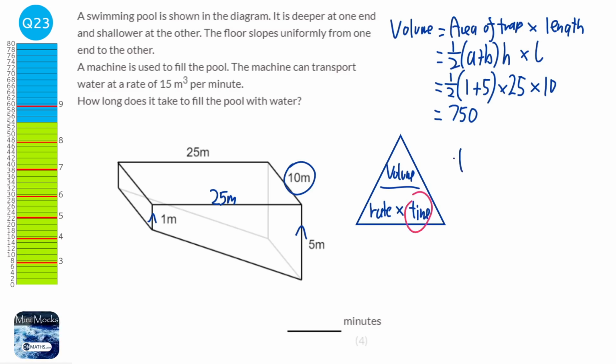So it will be time equals the volume, which is 750, over the rate, which is 15. So 750 divided by 15 is 50. So it will take 50, and let's have a look. It says per minute, so it would be 50 minutes.